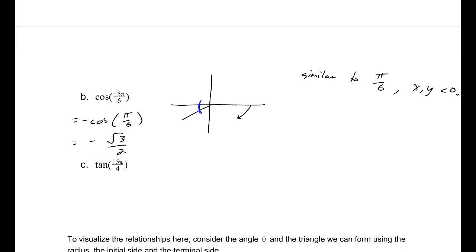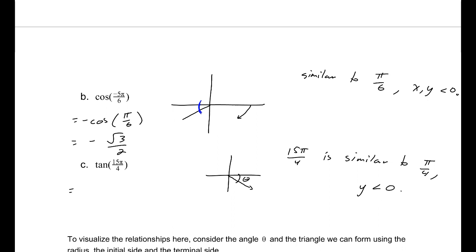Alright, next we have tangent of 15 pi over 4. Where is 15 pi over 4? Well, that is going to be 1/4 less than 2 pi, so that is going to go this direction right here. So our angle is right there. So 15 pi over 4 is similar to pi over 4. The x is positive, so there's nothing wrong with that, but the y is negative.